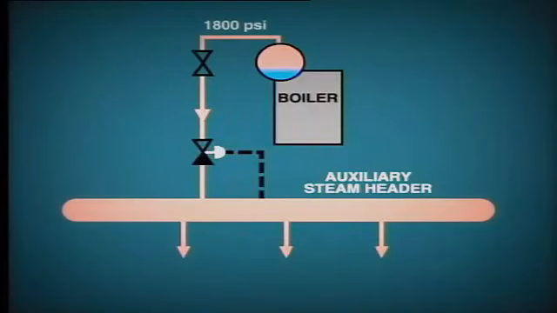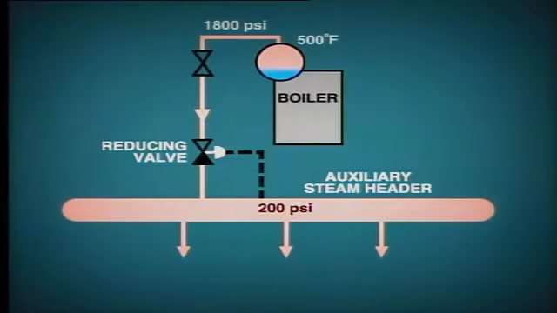So what other sources may be used to supply auxiliary steam? Well, one common method is to use saturated steam from the boiler drum. This feeds through a reducing valve to provide steam at about 200 psi on the auxiliary steam header. Other boilers may also be selected to provide auxiliary steam to the header. The use of saturated steam from the drum is quite adequate, as its temperature of about 500 degrees Fahrenheit will provide sufficient superheat at the lower pressure.